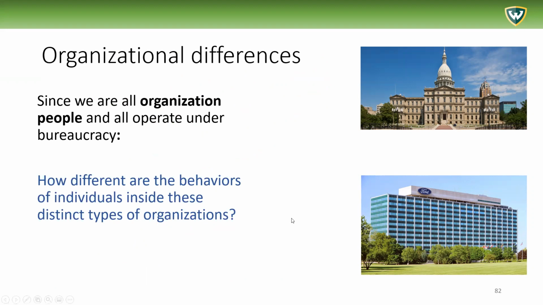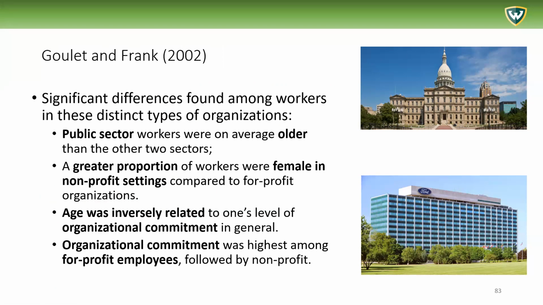And since we are all organization people, right, as we discussed, and we all operate under bureaucracy, how different are the behaviors of individuals inside these distinct types of organizations? And this is what I wanted to discuss with you a little bit here. I'm going to bring up some studies. These are a little bit older studies, but I think they're still respected, and they are kind of foundational. So if you're interested, you can look up the studies that have cited these studies and how this information has changed.